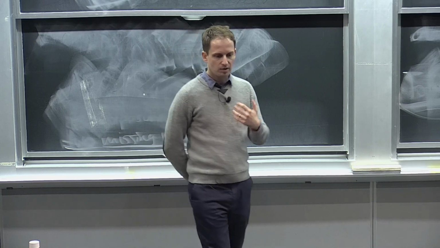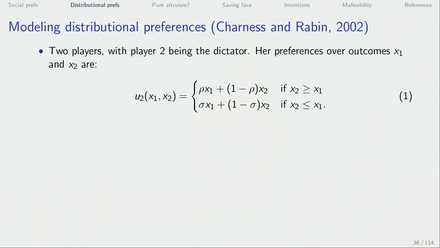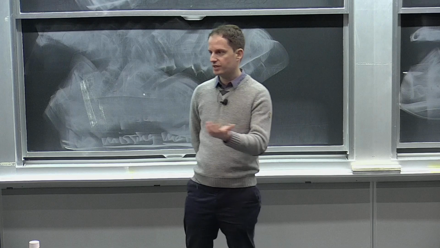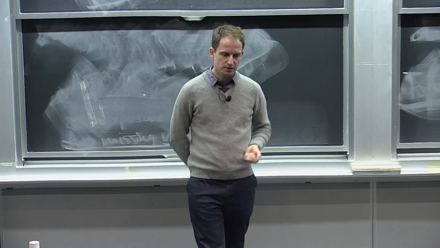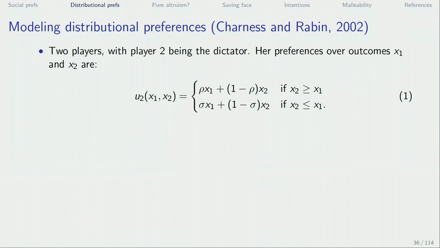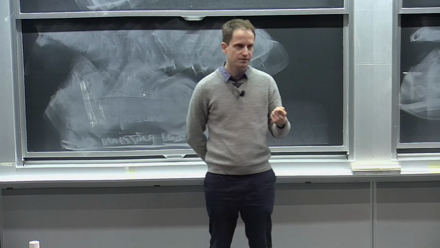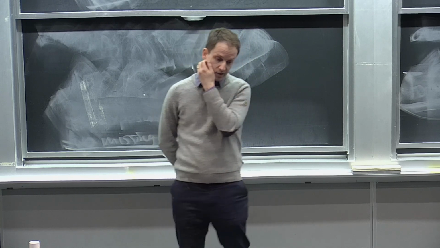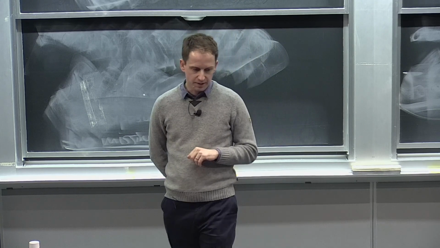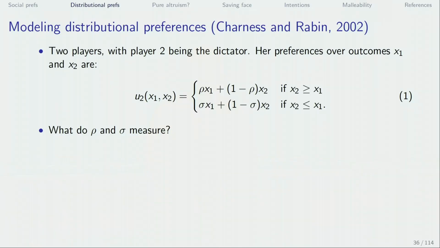And now player 2 is the dictator. So x2 is how much player 2 gets. Player 2 has a utility function u2, as a function of x1, how much the other person gets, and x2, how much player 2 gets. The utility function looks like rho times x1 plus (1 minus rho) times x2 if x2 is larger than or equal to x1, that is to say, if the person is ahead. And it's sigma times x1 plus (1 minus sigma) times x2 if x2 is smaller than or equal to x1. So what do rho and sigma measure here?